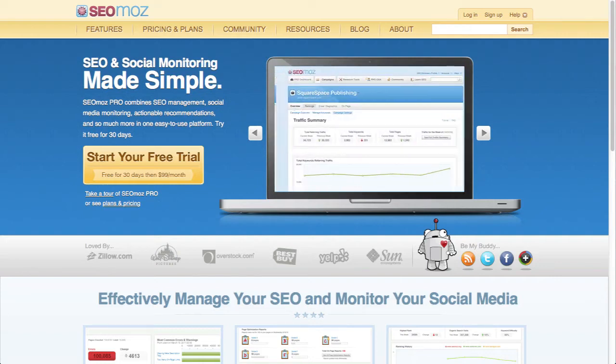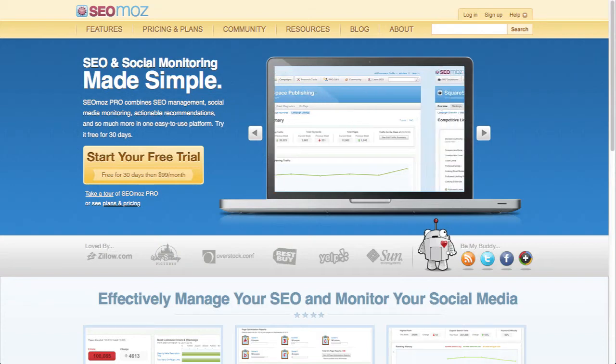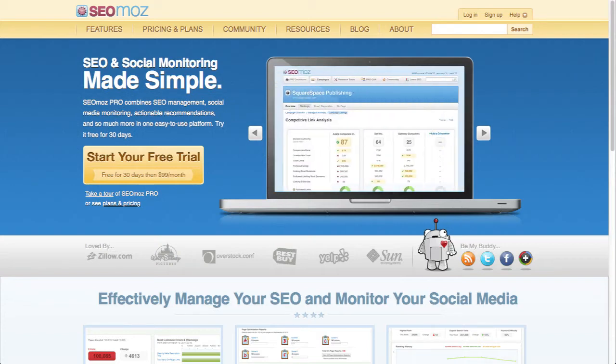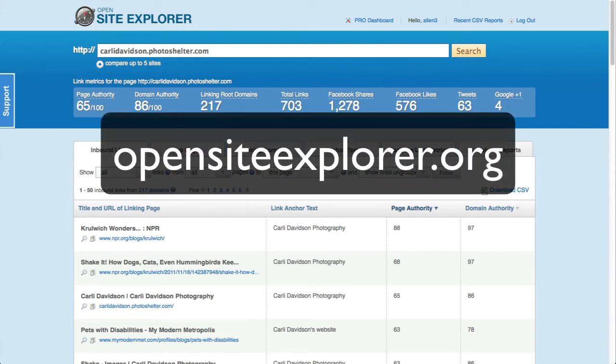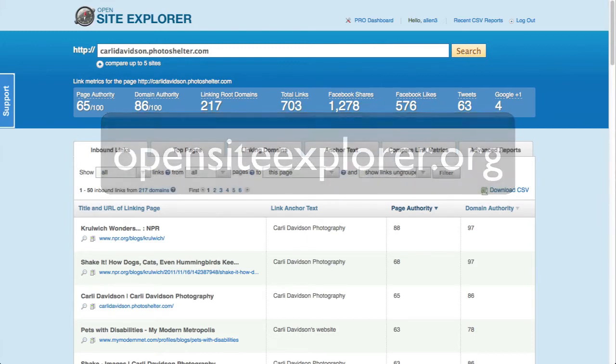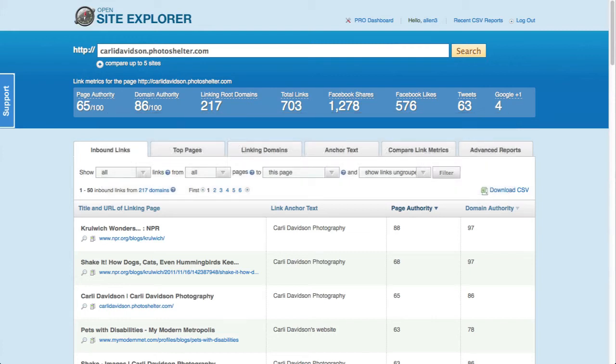It costs $99 a month. Probably not the type of thing you want to be spending your money on if you're not a full-time SEO analyst or marketing analyst. But fortunately, the tool that we're looking at is free, and that tool is called Open Site Explorer, and you can get it at opensiteexplorer.org.